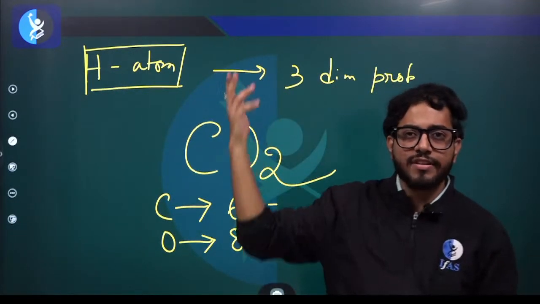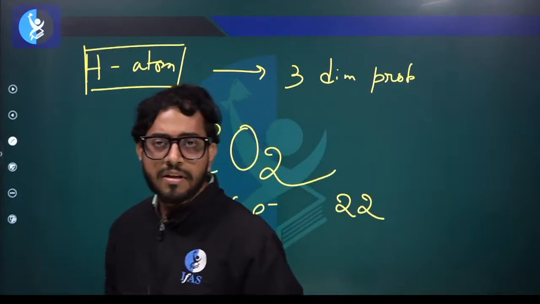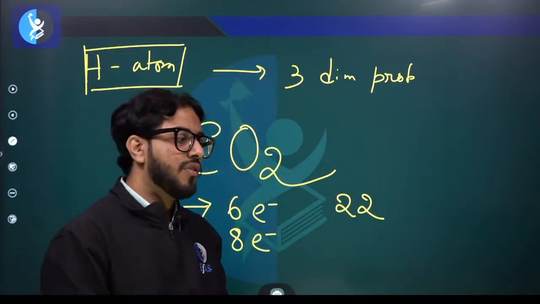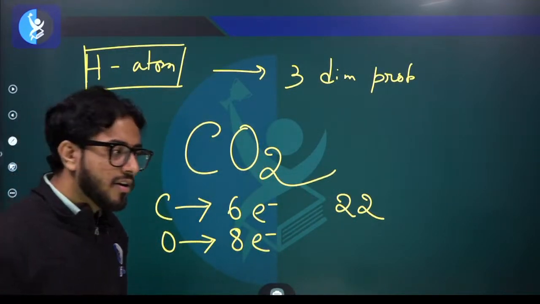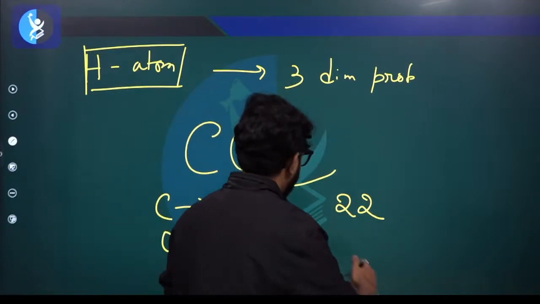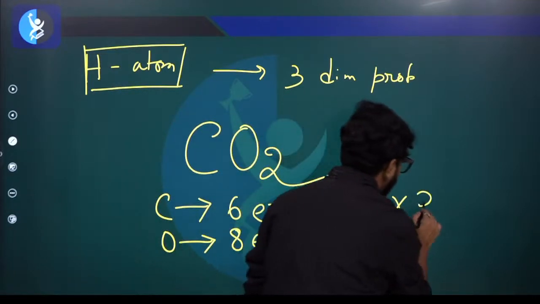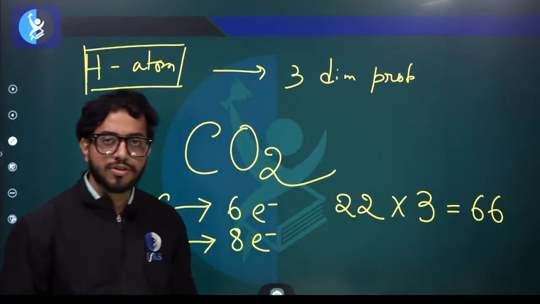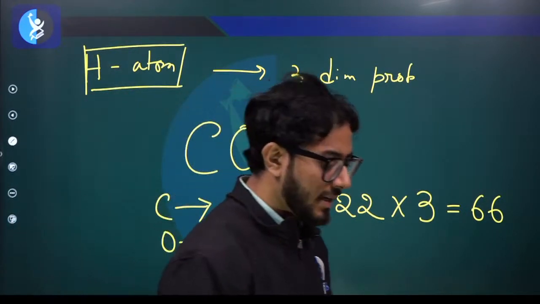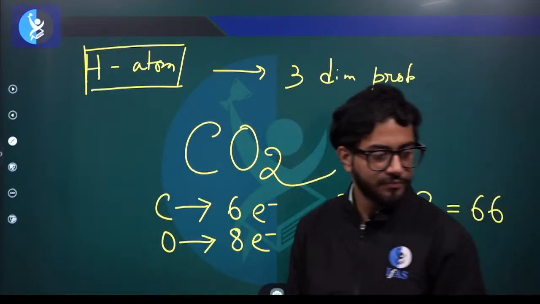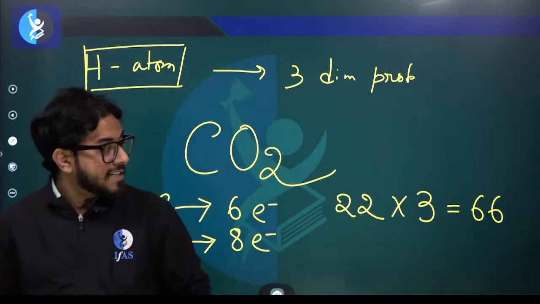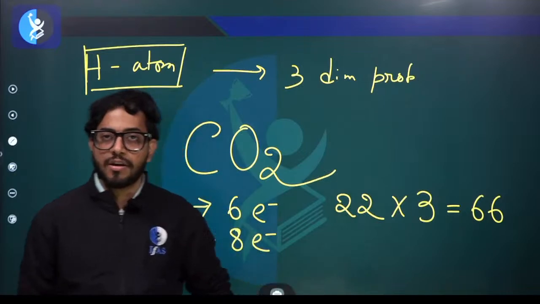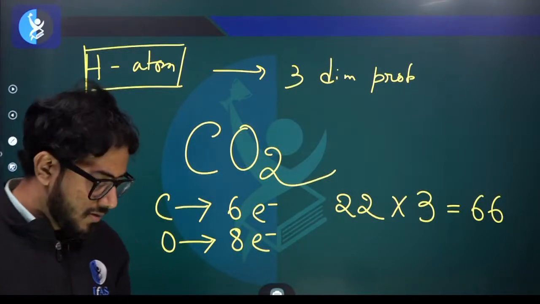For each electron, 3 dimensions. Again, it's a 3D system. Each electron will be in 3 dimensions, so for each electron, you need 3 coordinates. That's why 22 multiplied by 3 equals 66. Very good. It's a 66-dimensional Schrodinger equation.